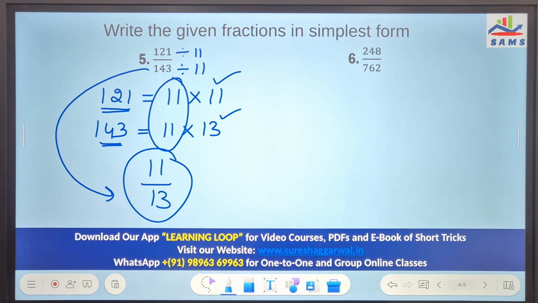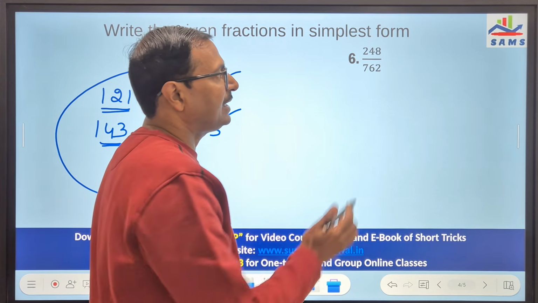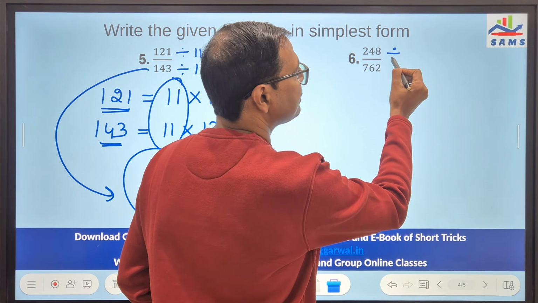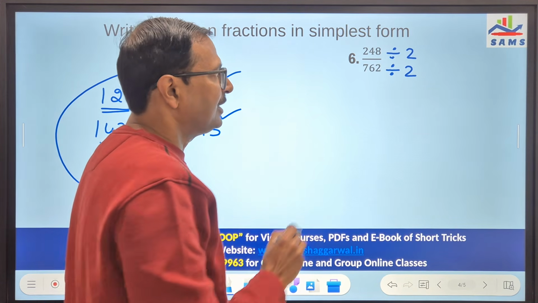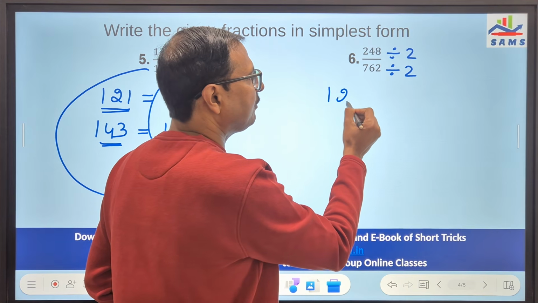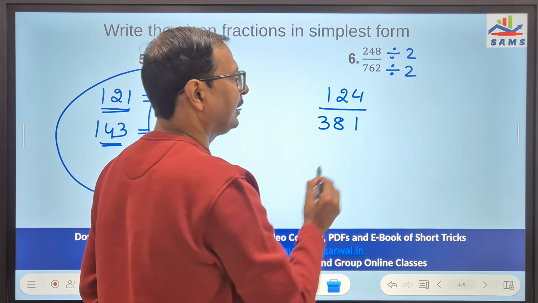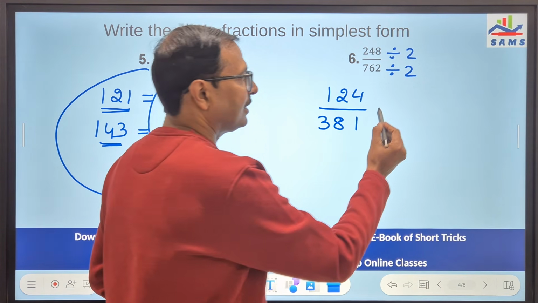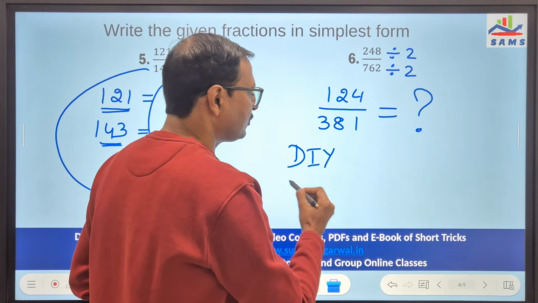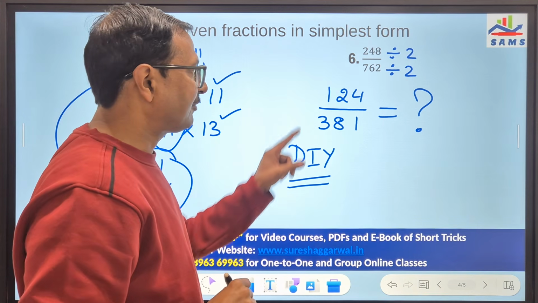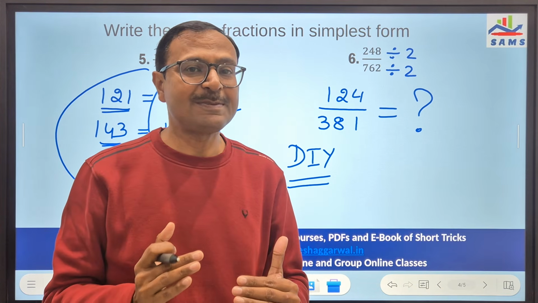Now, the next question here, 248 and 762. Both are even numbers, and if both are even numbers, they are divisible by 2. So I will do one step and I'll leave the next step for you. Okay. So when you divide by 2, you get 124 in the numerator, and in the denominator it is 381. Now you need to tell me whether this can be simplified further or not. So I am leaving this as a DIY for you. You need to comment below whether 124 over 381 is the final answer, or is it divisible by some other number or not.